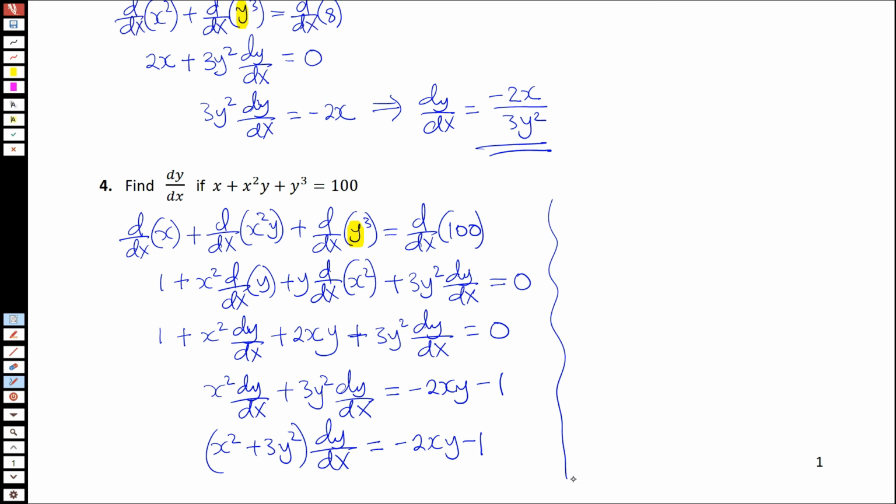And then what we can do here is to divide both sides by this so that we are left with dy over dx. So dy over dx will be equal to minus 2xy minus 1 over x squared plus 3y squared. That will be the required solution.